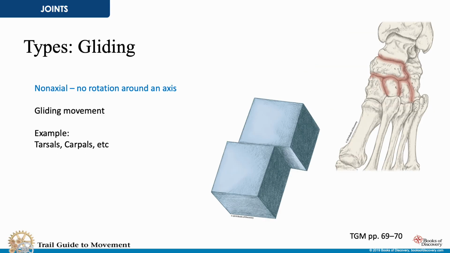Gliding joints are non-axial, so no rotation around an axis. An example of this would be those tarsals and carpals, so keep those fingers and toes moving.